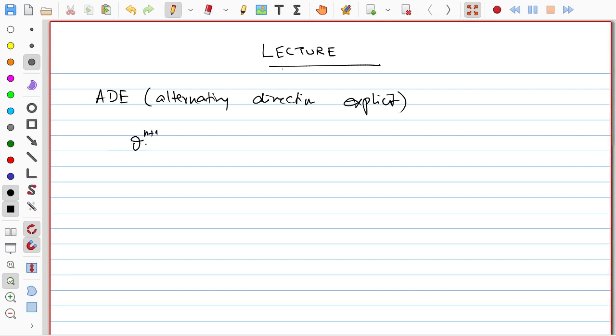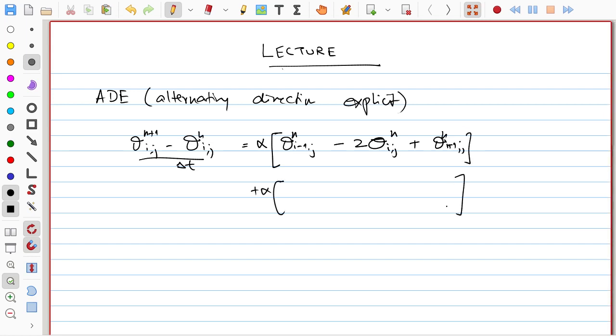On the left hand side we have theta n plus 1 ij minus theta n ij upon delta t, and since it is explicit, on the right hand side you have theta n i minus 1 comma j, and so on, so everything is at the nth time level. Then we have a term for delta x squared, and then a term for delta y squared. Everything is at n for y as well. This n is not a power but the time level. Now with ADE, we make some changes to the scheme.